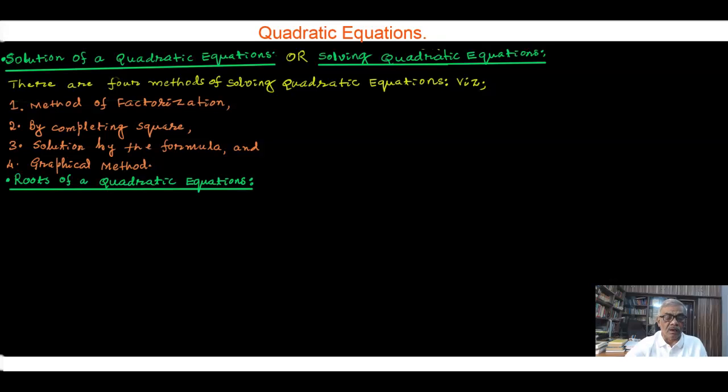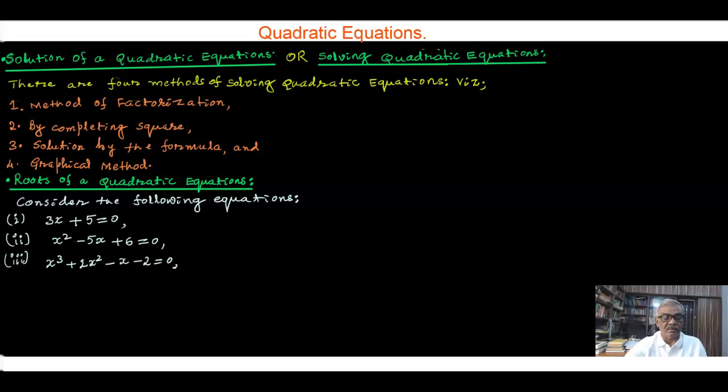Now, roots of the quadratic equation. What do we mean by root of the quadratic equation? Consider 3 example equations. First: 3x plus 5 equal to 0. Second: x square minus 5x plus 6 equal to 0. Third: x cube plus 2x square minus x minus 2 is equal to 0.